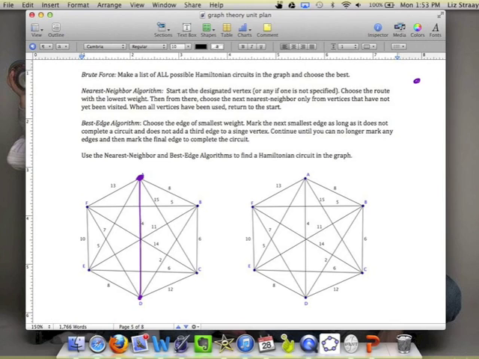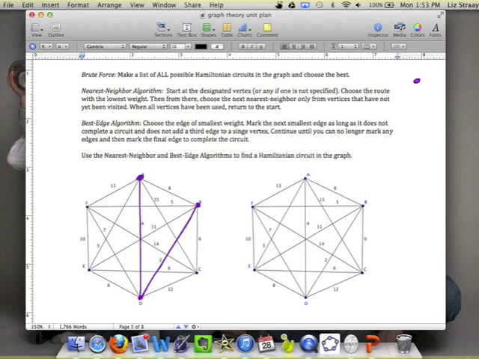Now from D, I want to choose the lowest one, but I don't want to go back to A. So even if that was the lowest one, I wouldn't want that one. I want the next lowest one. So D to B is 2, D to C is 12, D to F is 7, and D to E is 8. So 2 is our next cheapest one that we can go. That takes us to B.